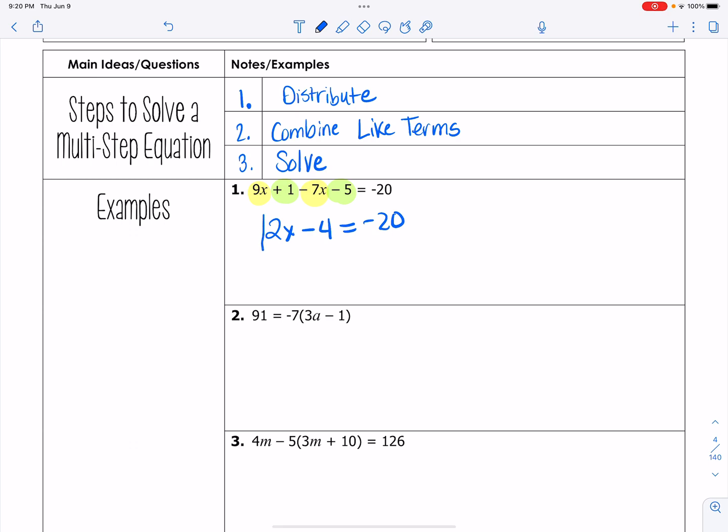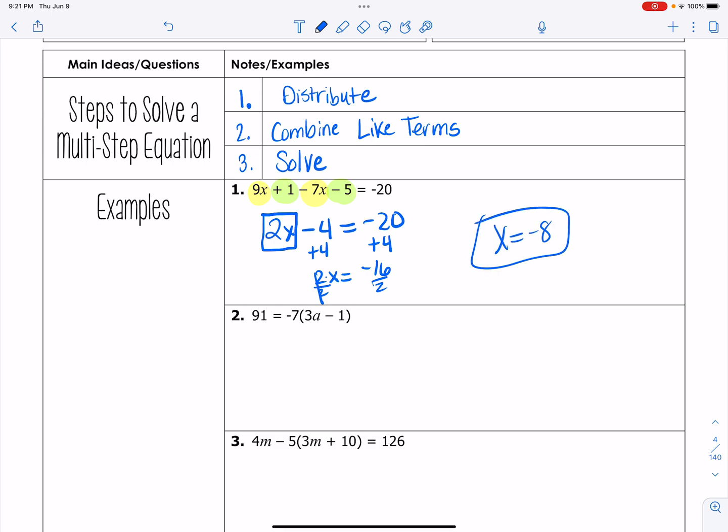So I like to kind of box this. This needs to stay where it's at. I'm not moving it. So I've got to get the 4 out of the way. So I'm going to add 4 first. And that's where I get 2x equals a negative 16. And then I'm multiplying by 2. So to undo multiplying by 2, I'm going to divide by 2. And so my answer is x equals a negative 8.